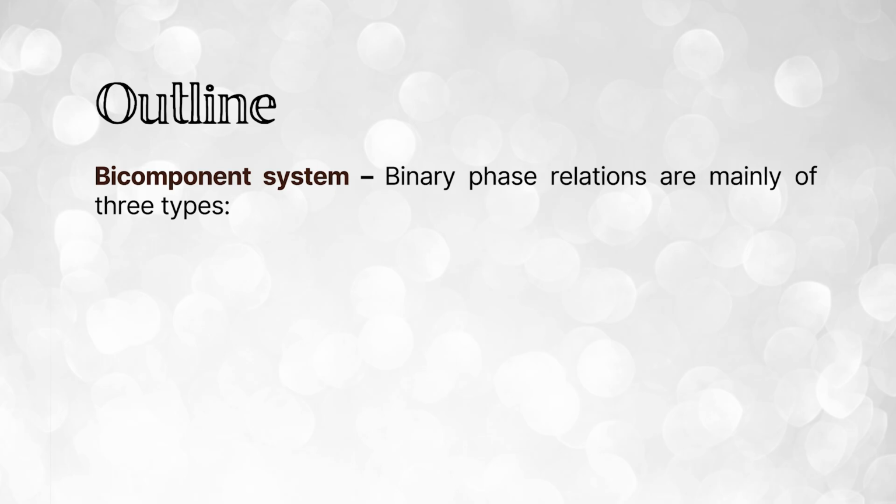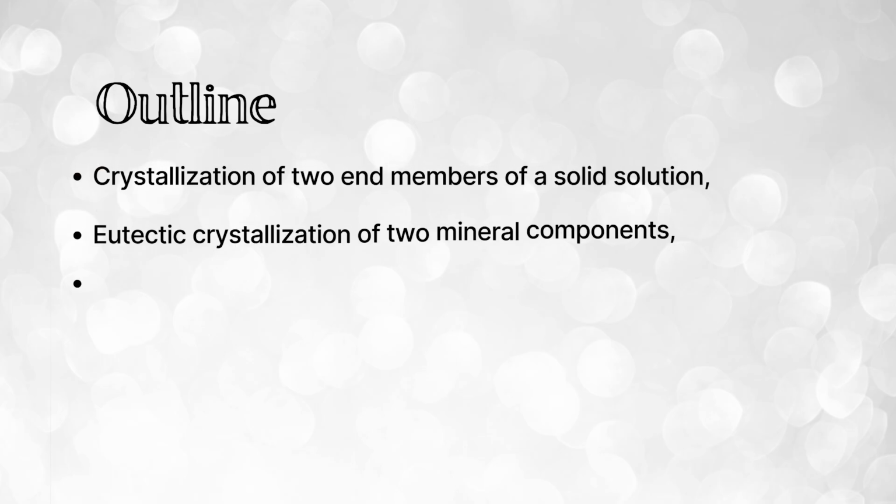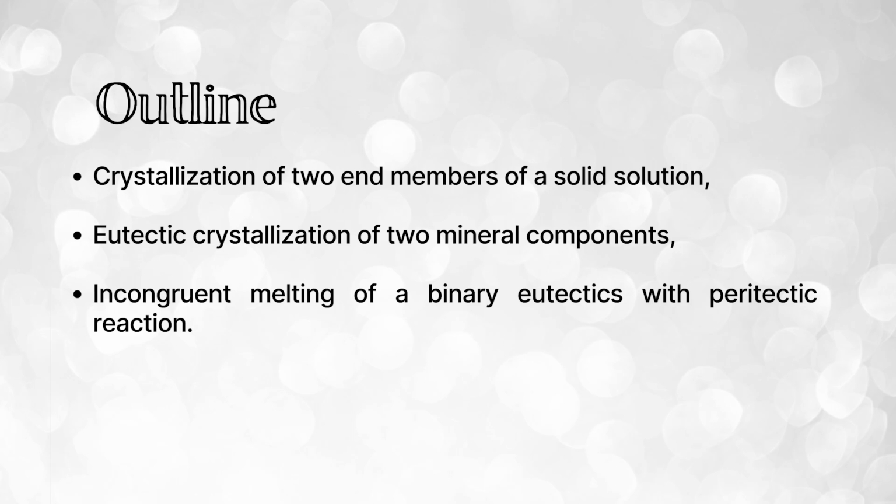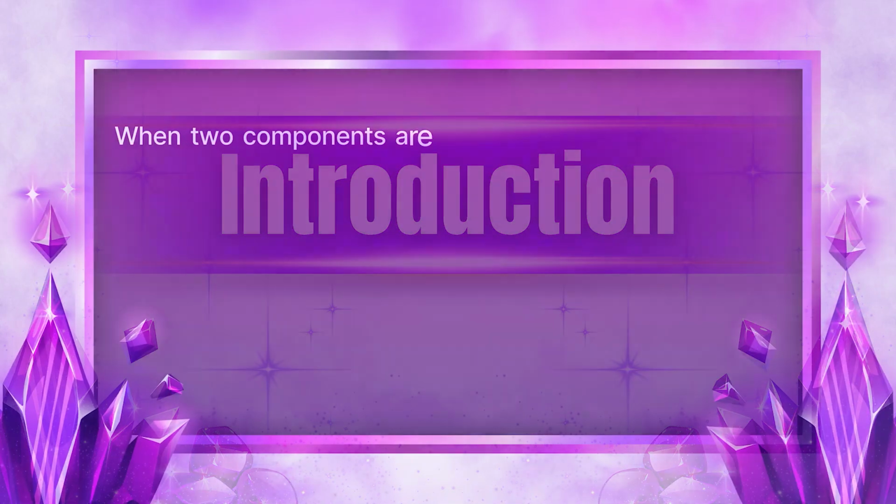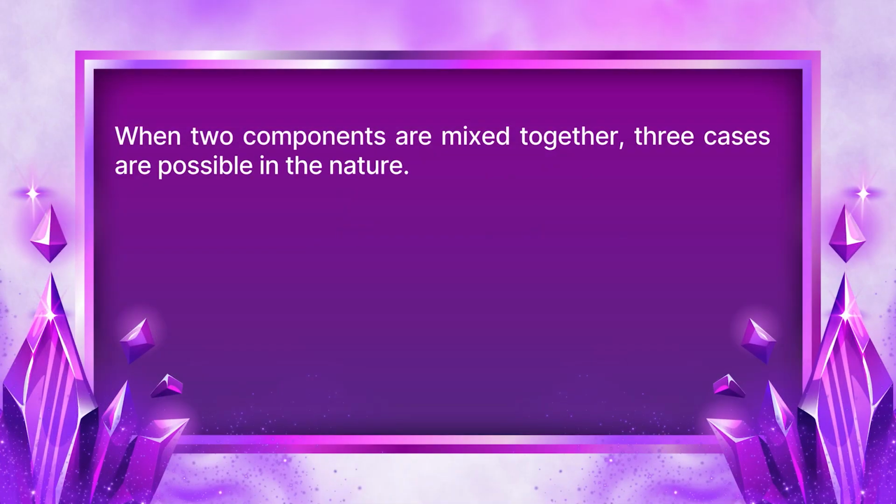Binary phase relations are mainly of three types: crystallization of two end members of a solid solution, eutectic crystallization of two mineral components, and incongruent melting of a binary eutectic with peritectic reaction. Introduction. When two components are mixed together, three cases are possible in nature.